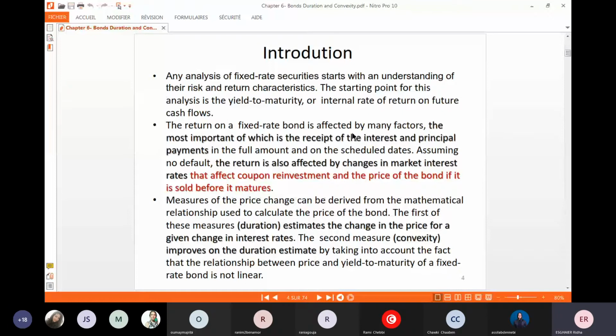So the total return of an investor who buys a bond will depend on the coupons to be received, the horizon of the investment, and any variation of the market interest rates, of the yield to maturity. Okay, we will see this. We will try to understand this in the first part of the chapter. Then we will move to the measure of the sensitivity of the bond, the impact of the market interest rates on the value of the bond, in the second part. Okay. Let's start with these sources of return.